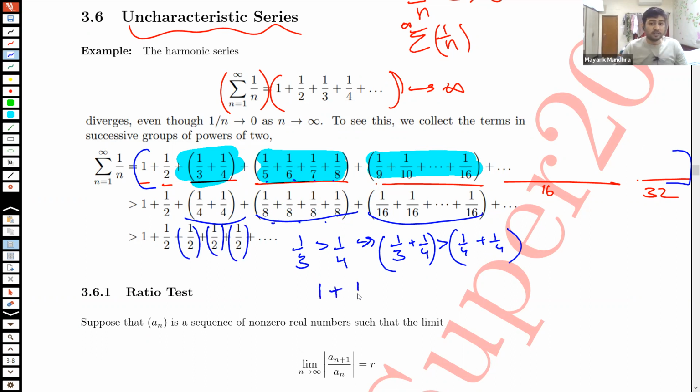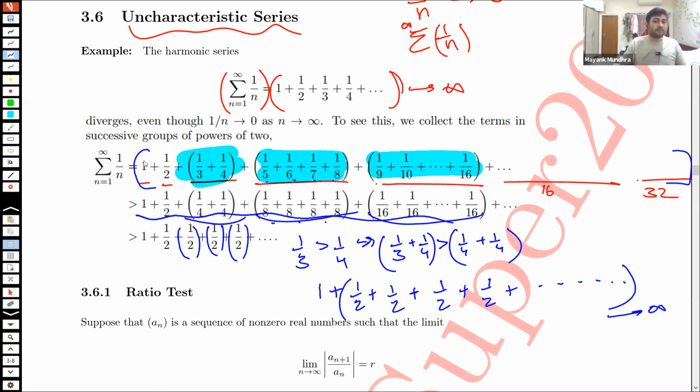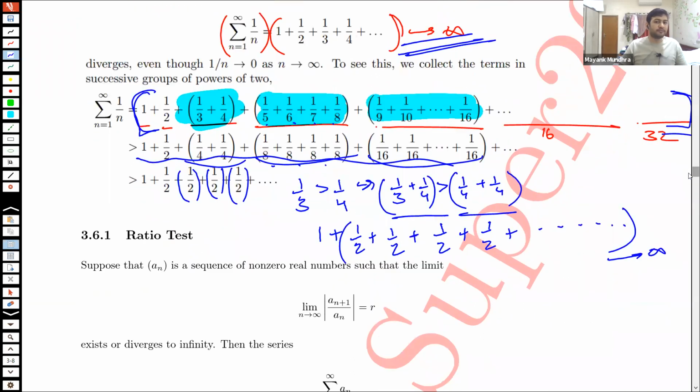So you have 1 plus 1 by 2 plus 1 by 2 plus 1 by 2 plus 1 by 2, and it goes on till infinity. So you basically have infinite times 1 by 2, which is still infinity. So this term itself tends to infinity, so this thing is definitely greater than that. That's what we established here. So this thing, which is summation 1 by n, is also going to tend to infinity. That's very important.